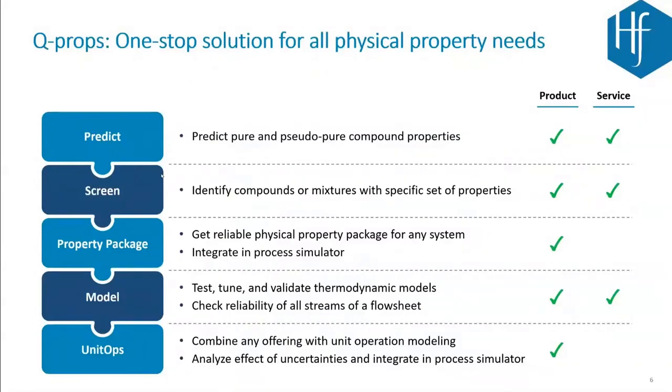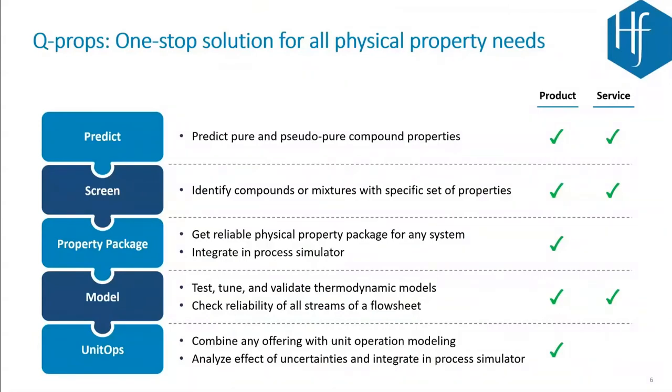QProps overall is a platform technology, but a one-stop solution for all property needs. We separate it into 5 different products. Predict is using all data and all models to make the best possible predictions for properties of all compounds. That's produced as both products and services. The screen tool is doing the same thing in reverse, trying to find molecules or mixtures that satisfy certain properties.